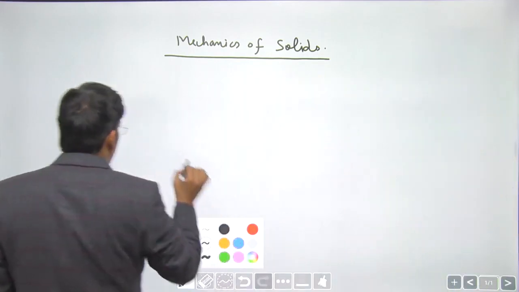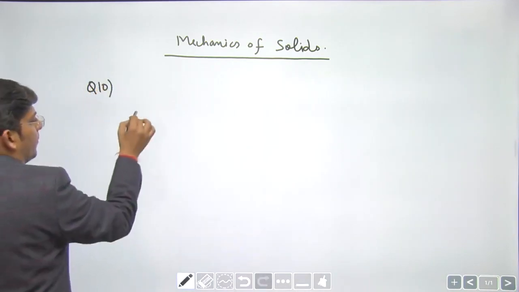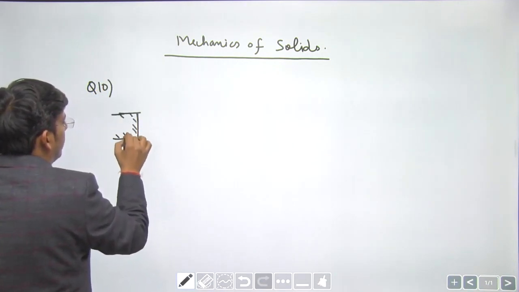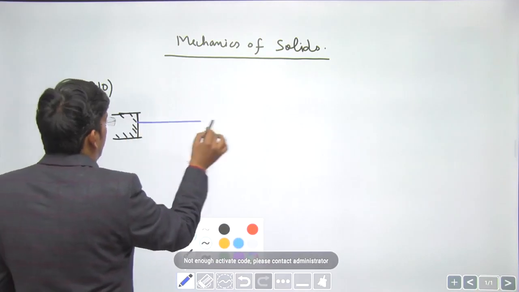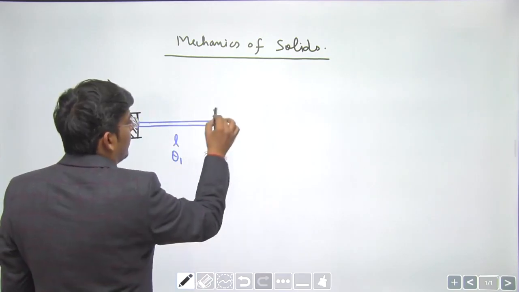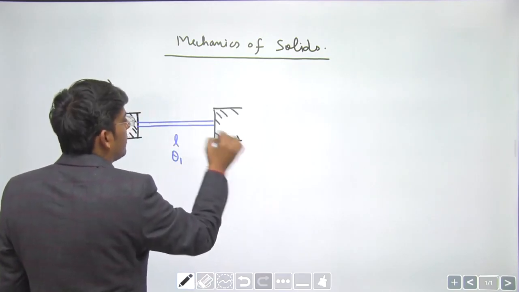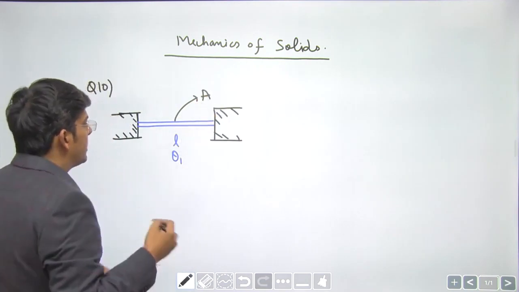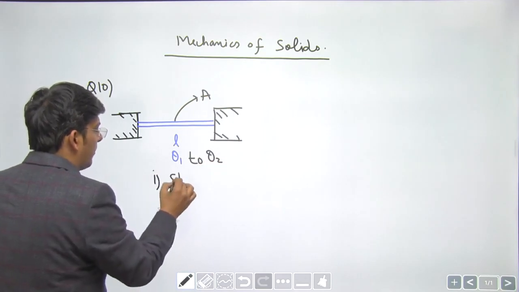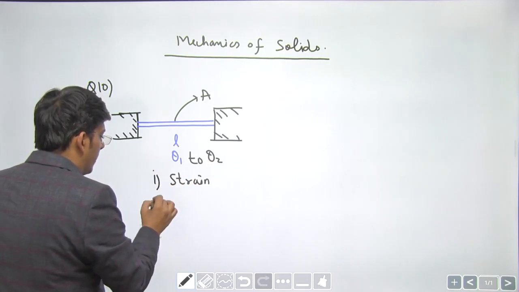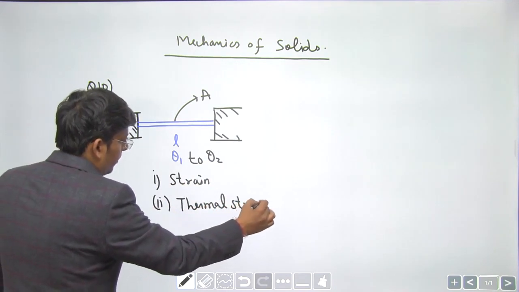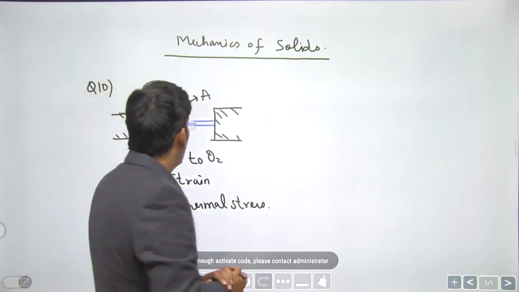Now, these are two rigid supports. Length of the rod being L, initial temperature being theta 1. Area of cross section being capital A. Temperature is changed from theta 1 to theta 2. You are asked to calculate strain developed in the rod, thermal stress, Young's modulus being capital Y.